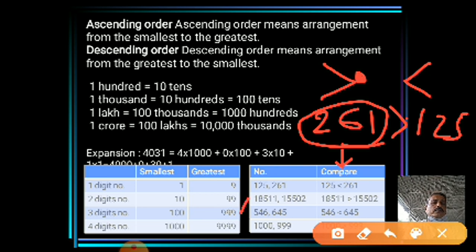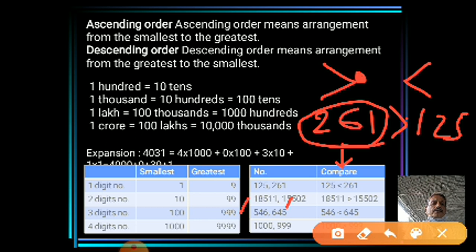Here this digit in 18 is 1, and in 15 it is also 1. Okay, now 1 and 1 are equal. Move to the next digit. Here it is 8 and here it is 5. So 8 is greater, so the greater than sign will come here. 18,511 is greater. Got the idea, beta?